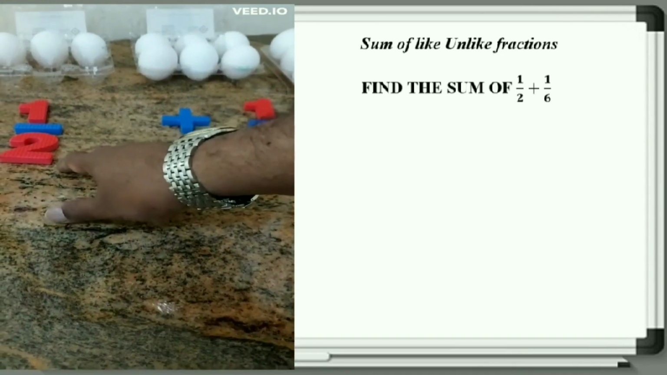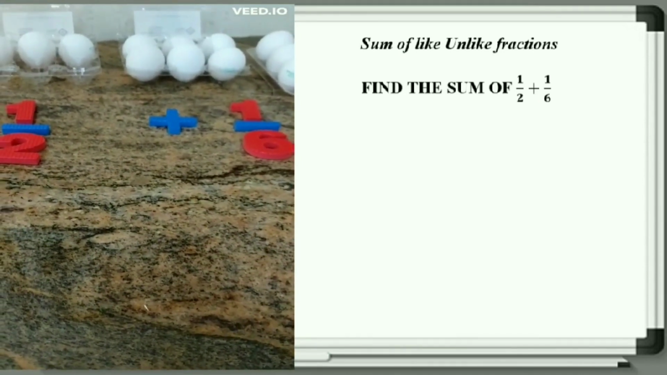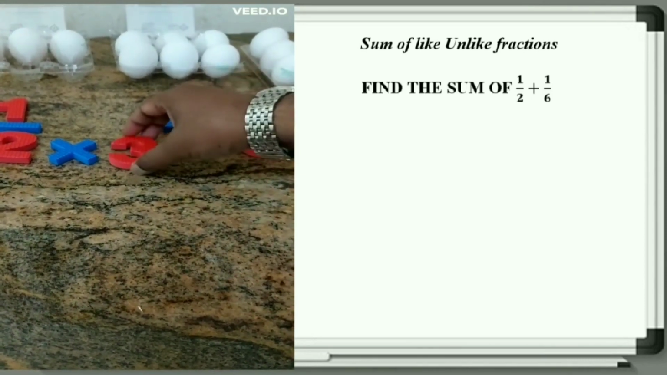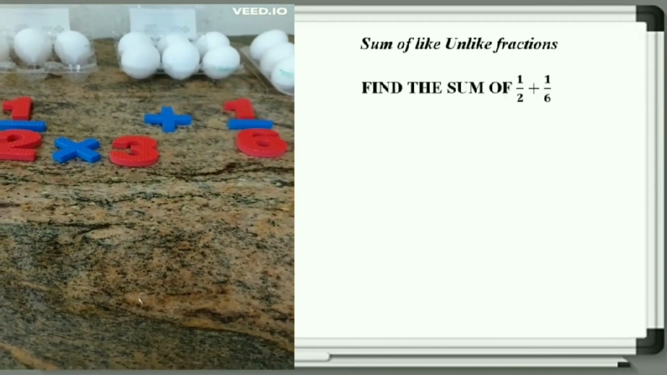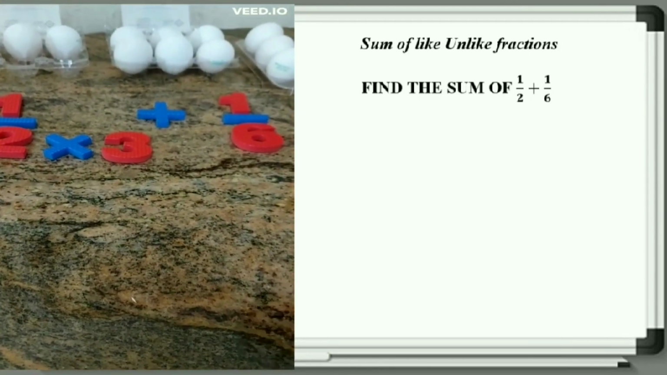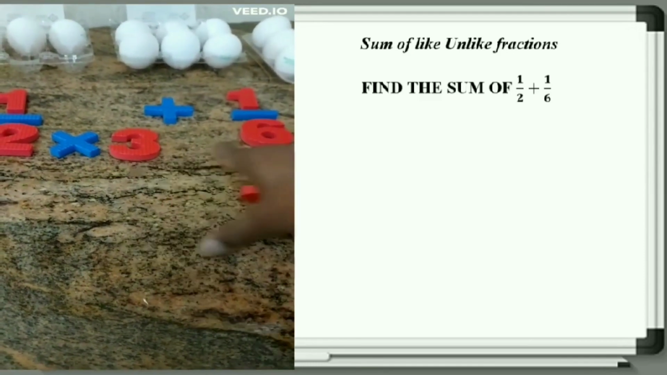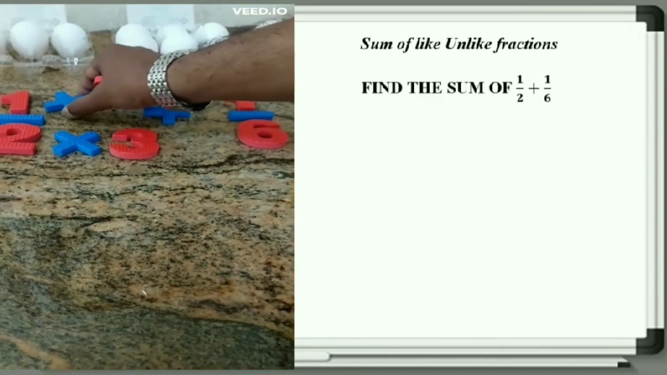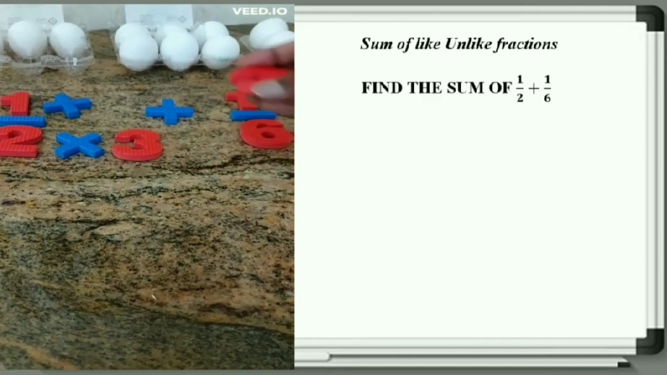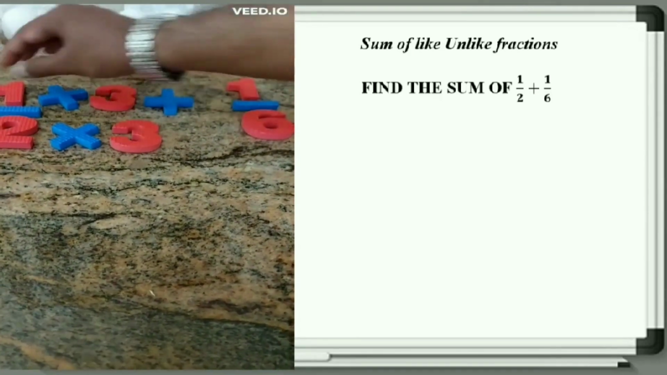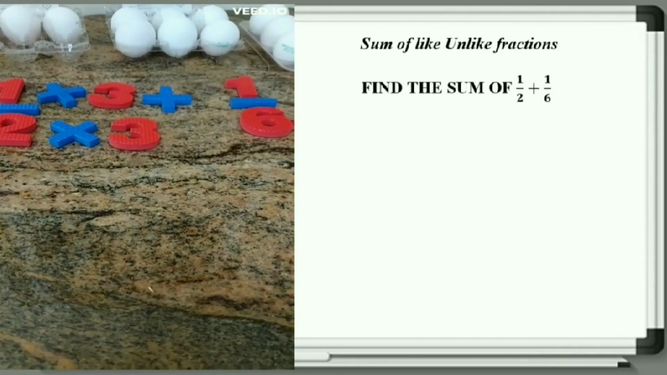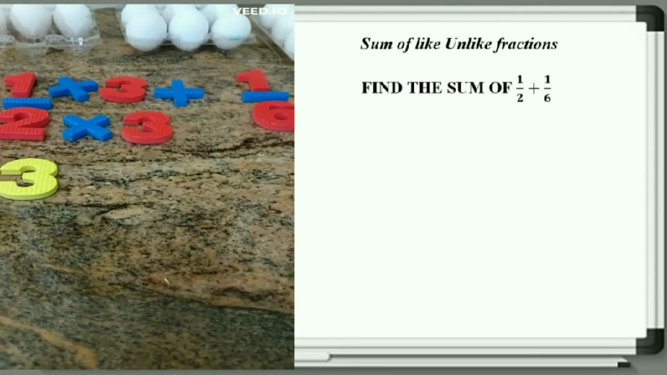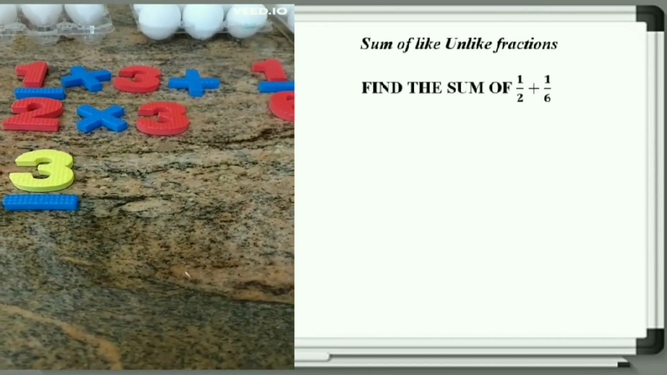So I want to make the denominators equal. How can I do that? I will multiply the denominator 2 by 3. If I multiply the denominator with 3, can you say what 2 times 3 is? It is equal to 6. Both denominators will be the same now. In math there is a rule: if you multiply the denominator with 3, you should multiply the numerator also with the same number. So 3 times 1 is 3. I will get 3 over 6.